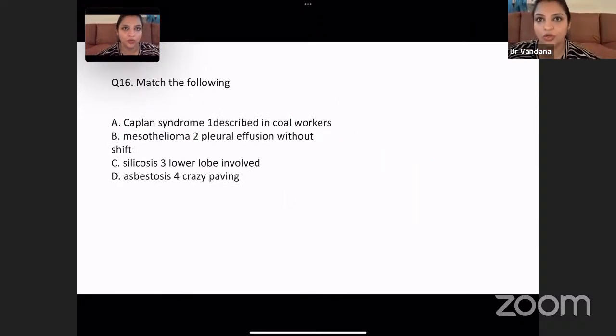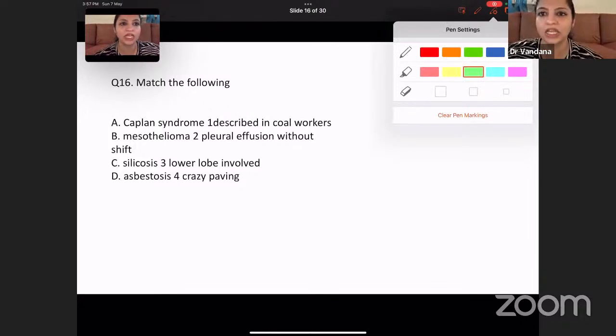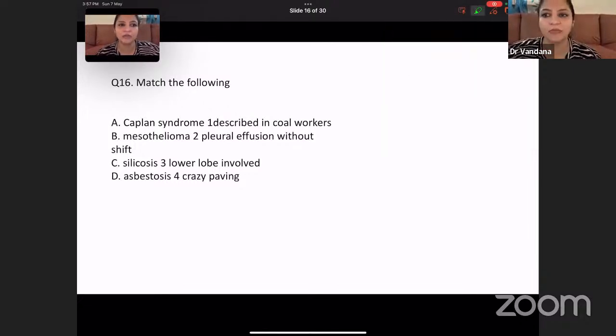Match the following. This time I felt NEET-PG didn't have many PYQ questions. They have a lot of new questions also, but this is a PYQ. I am sure all of you would have answered this. This is a previous year asked question, and it has been asked so many times. You all know Caplan is described in coal workers.